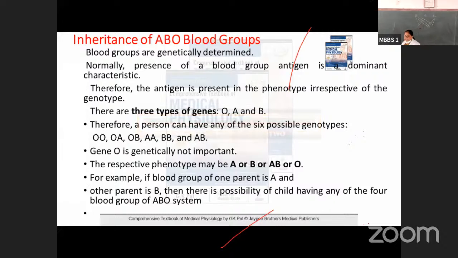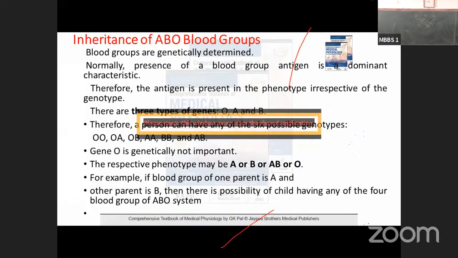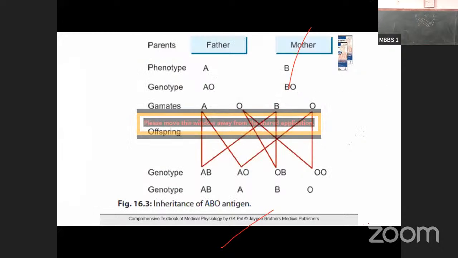There are six types of genotypes to be found: OO, AA, AO, BO, or BB, and AB. The O gene is genetically important, and the phenotype may be A, B, AB, or O. For example, if one parent's blood group is A and the other parent's is B, the child may have A, B, AB, or O.